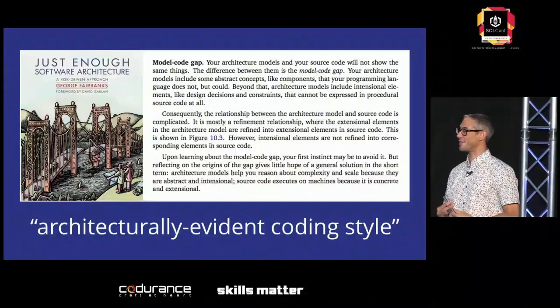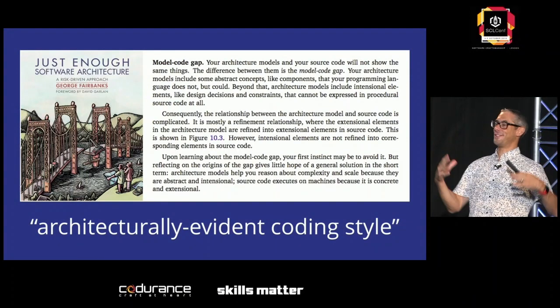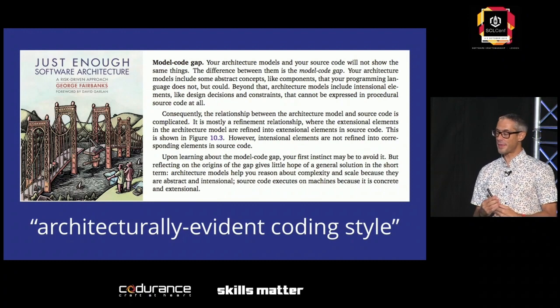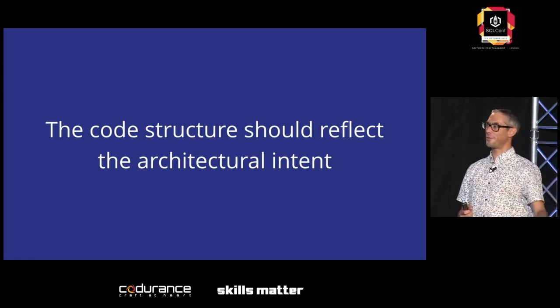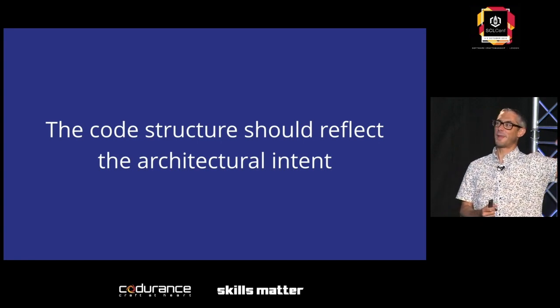And it's fine to say this, and I'm sure we say this all the time. Yeah, we talk about layers and components, and they exist conceptually, but the code doesn't really look like that. That's fine, we all understand that. But I think we need to get better at doing this and stop using this as an excuse. So in this book by George Fairbanks, he talks about a solution to this problem. It's basically about adopting an architecturally evident coding style. Now, this sounds very grand and very complicated, but it's nothing more than making your code structure match your architectural ideas and intent. That's it. So if you now fall asleep for the remainder of this talk, that's all you need to know. I'm going to talk about a few other things as well.